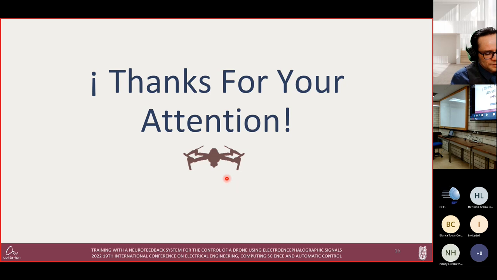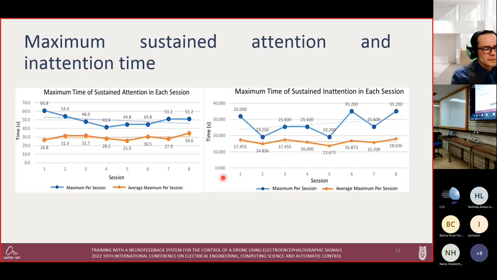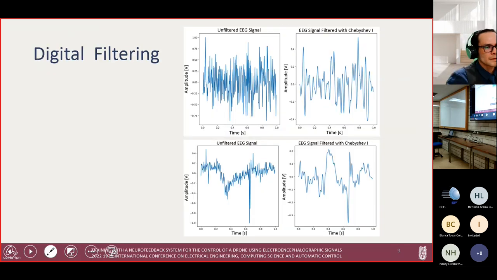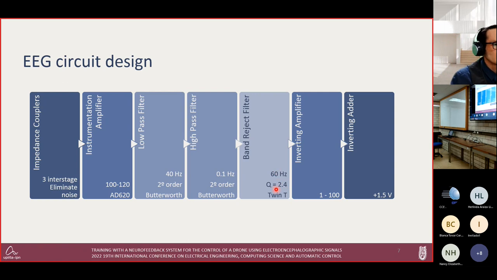Okay. The first question. Why did you use a 60 hertz band reject filter, considering that component is out of the band of interest? Well, actually, among all the components, it could be a priority frequency. So we decided to use it to eliminate it in case it appears. In fact, among all the components, this frequency could happen. So it's a good idea to have it.